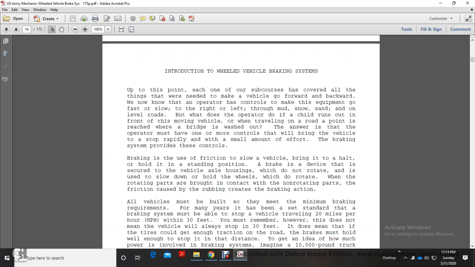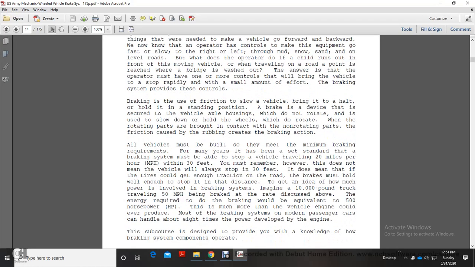Introduction to wheel vehicle brake system. Up to this point, each one of the subcourses has covered all of the things that would be needed to make the vehicle move forward and backward. We know that the operator has controls to make the equipment go faster, slower, right to left, through mud, snow, sand, on level roads. What does the operator do if a child runs out in front of the moving vehicle, or while traveling over the road the bridge is washed out? The answer is that the operator must have one or more controls that will bring the vehicle to a stop rapidly with a small effort. The braking system provides these controls.